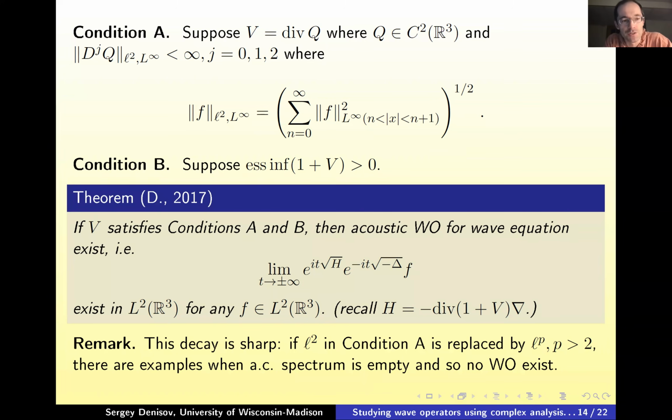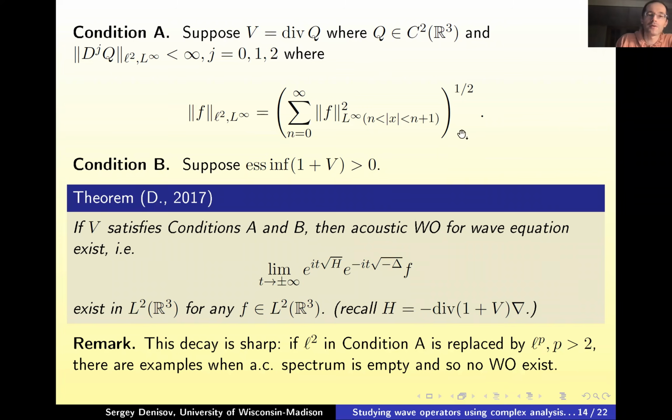I have two conditions on V. The second condition, maybe I'll start with condition B first. It's a very simple one. It's just saying that 1 plus V stays away from 0. And I need this condition to make sure that this operator H is non-negative. It's just to be able to take the square root. So this is pretty much a necessity. Without this condition, nothing can work. There is no well-defined dynamics. Okay, the first condition, condition A, is more interesting.